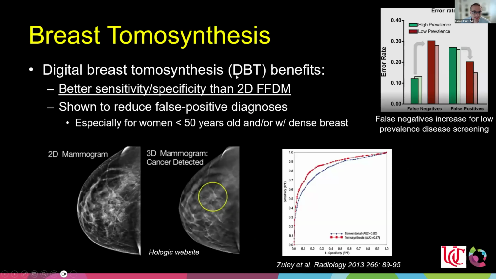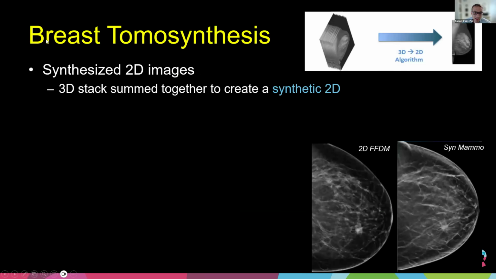Digital breast tomosynthesis, when compared to 2D FFDM, has been shown to have higher detection rates and fewer false positives than its counterpart, the FFDM. And overall sensitivity is higher. So from a purely statistical perspective, DBT has a higher detection rate than FFDM.